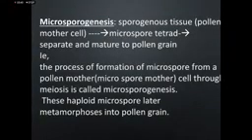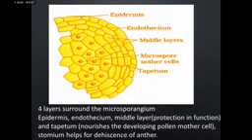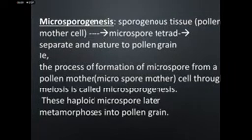The next topic is microsporogenesis. Sporogenous tissue, that is pollen mother cell. In this picture you can see the microspore mother cell. This is known as sporogenous tissue. These sporogenous tissues undergo meiotic division and produce microspore tetrads. Microspore tetrad means four spores together. You already understood that due to meiosis, four spores are produced and they are haploid in nature.